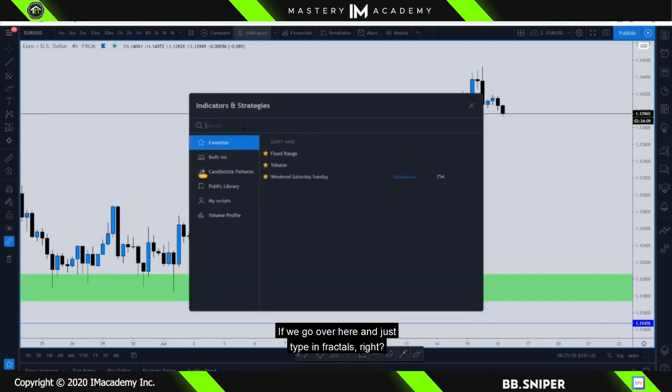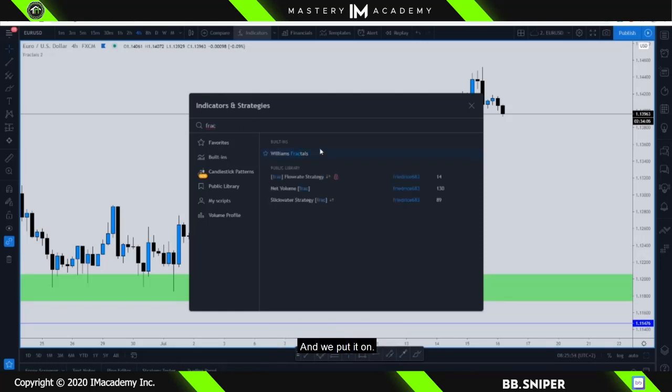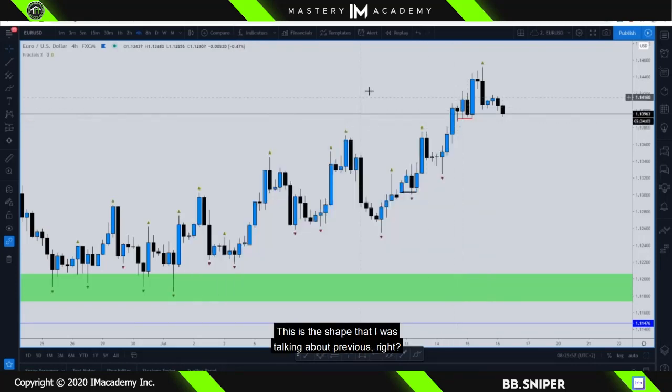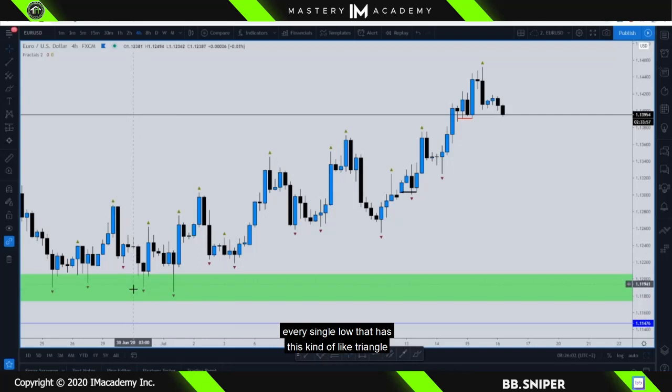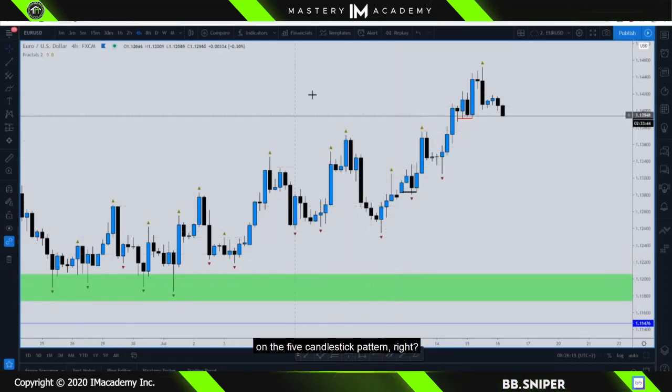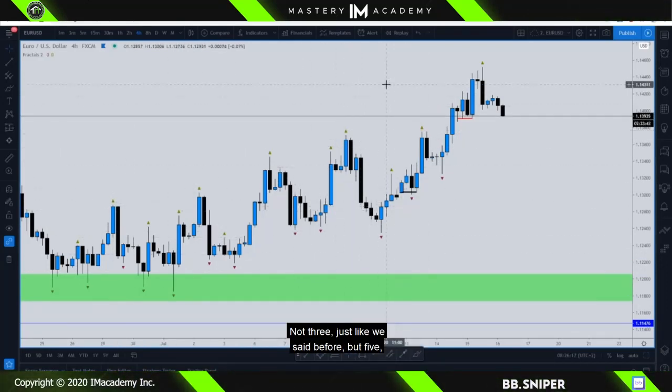If we go over here and just type in fractals, right? These are Williams fractals, and we put it on. This is the shape that I was talking about previously, right? Every single high, every single low that has this kind of triangle or pyramid on top of it or below it, that's a fractal low or fractal high, right? So a lot of times, now this particular one is based on the 5 candlestick pattern, right? Not 3, just like we said before, but 5.